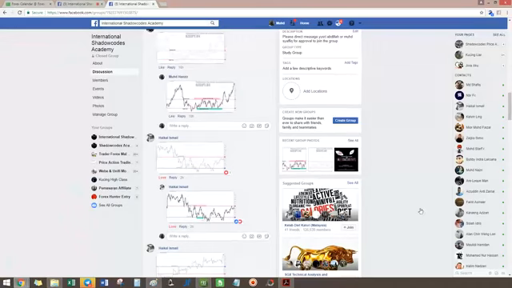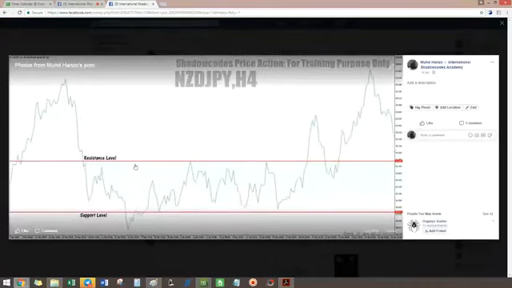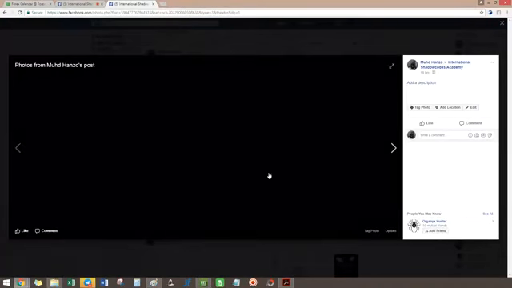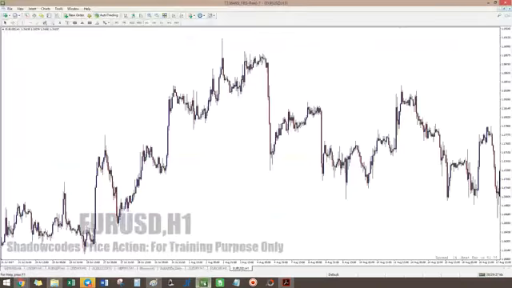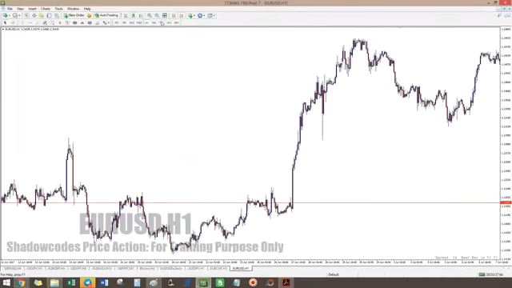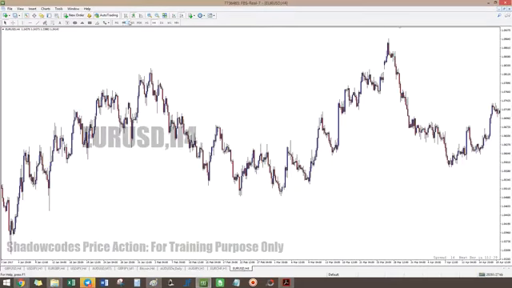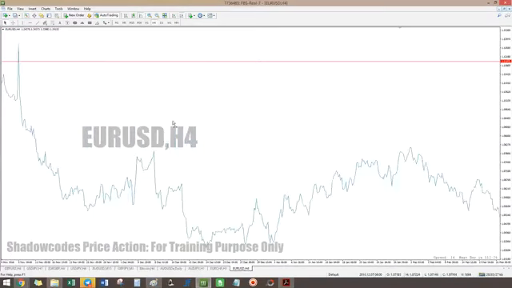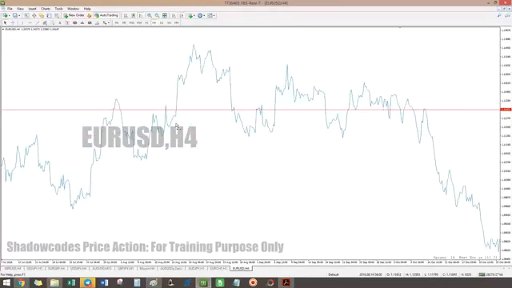What is the homework? The homework is this. Okay, you need to find the resistance level and then you need to change it to a resistance zone. So you need to submit. I will try to do one example of the homework. So we'll be trying to find the trading range. Okay, let's find the trading range in Euro USD. Okay, we have one trading range here.